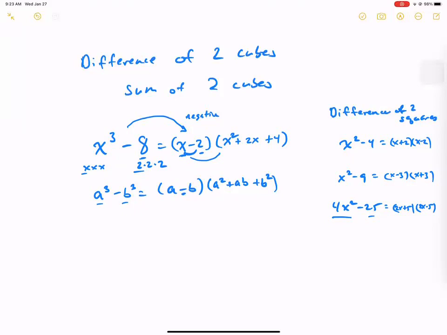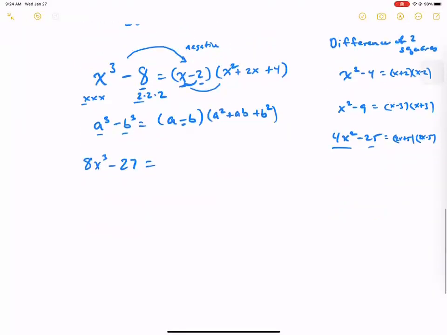Okay, so let's give ourselves another example. I'm going to switch this to 8x cubed minus 27. All right? Is this a difference of two cubes? Sure. Actually, you know what? Let's do this next example, and I'll come back and refresh. So 8x cubed. Tell me, what did I cube to get 8x cubed? I cubed 2x and 3. Are you guys okay with these other numbers? 2x cubed and 3 cubed.